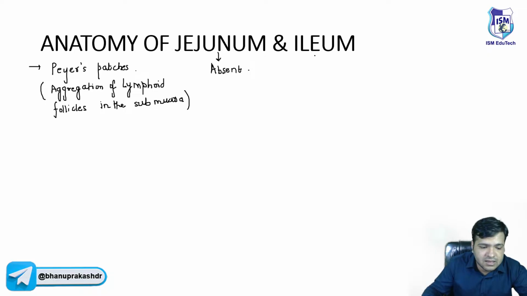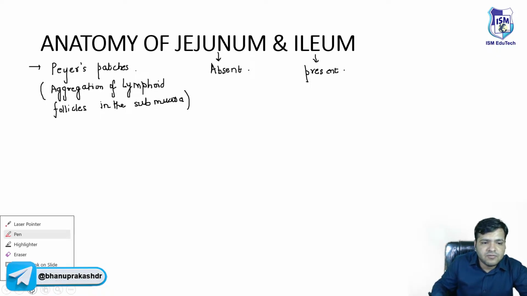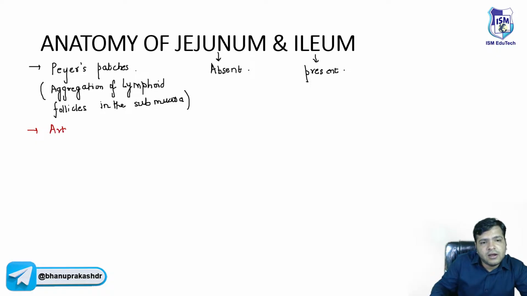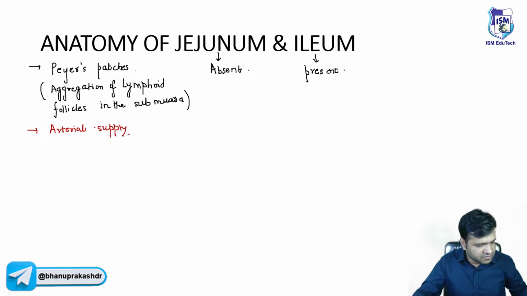The patches are absent in jejunum, whereas when we talk about ileum, they are present. Now, coming on to the next, very important, it is the arterial supply. Now, I want answers from everyone in the chat box.